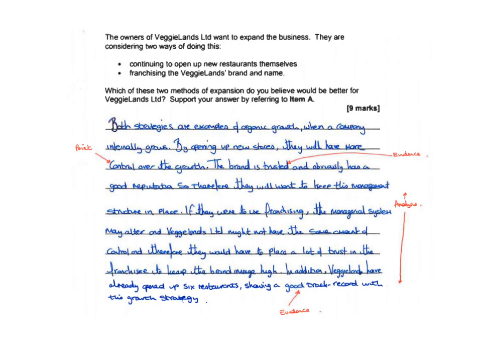Now, to carry on with this answer, and I want you to have a go at this yourself, is I would actually look at the counter-argument now. Because remember, in order to get the higher marks, you need balance. And therefore, because I've looked at the advantages of opening up a new restaurant themselves, now what I want you to do is consider the advantages of franchising the Vegeland brand. And once you've done that counter-argument, your analysis is complete. And now you can move on to your judgment and your evaluation.